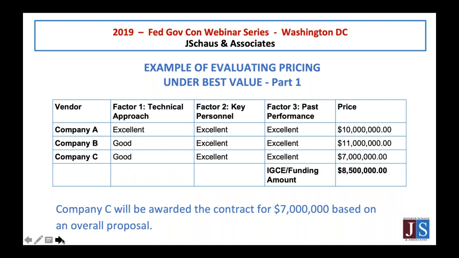I've been in a scenario where something similar happened, where the lowest proposal was lower, but they had an excellent technical approach. The reason why they were awarded the contract is because they came up with an innovative approach to the solution, which gave them a cost savings that the other competitors weren't using. And so that is why they won. So that is the best value evaluation process behind the scenes. Next question, next slide.